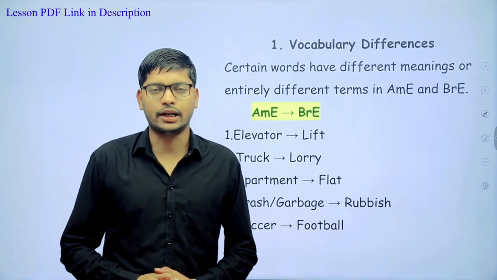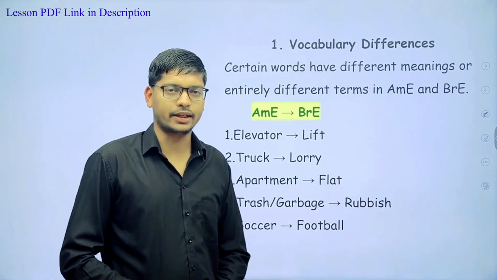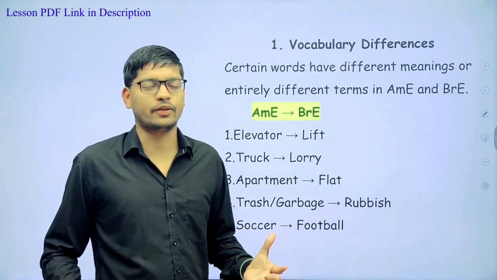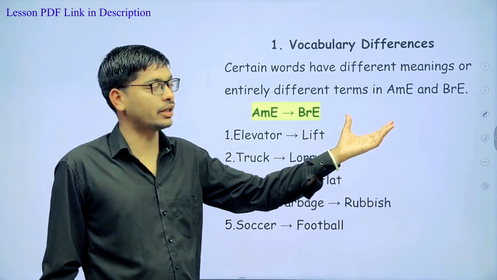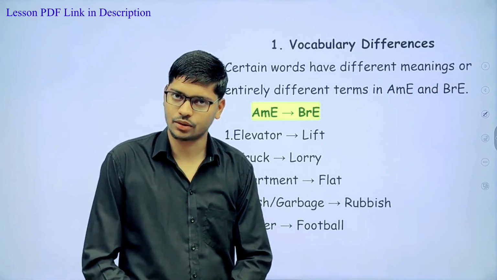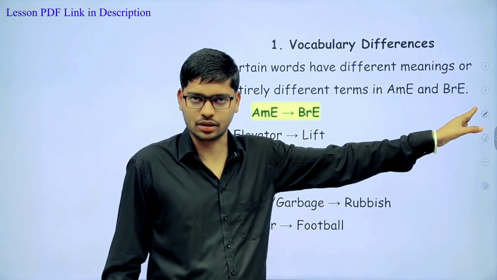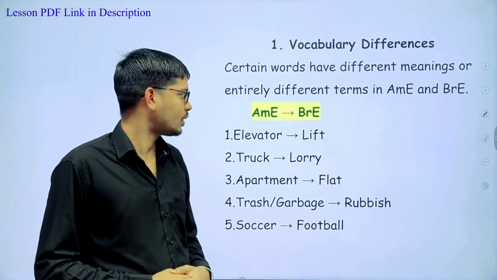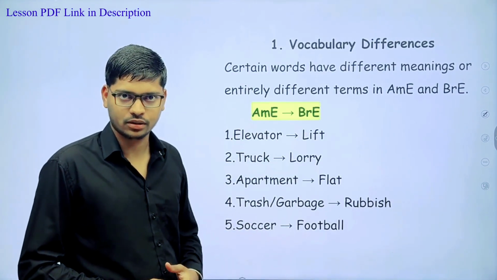Okay, so our first difference is related to vocabulary differences. Certain words have different meanings or entirely different terms in American English and British English. Okay, this is a short form of American English and British English. You understand? So let's see examples. Here are American English and British English words.